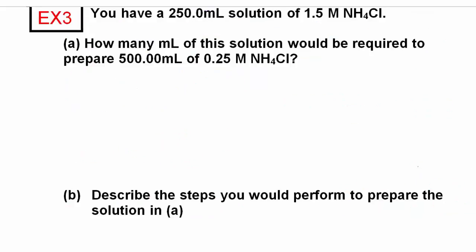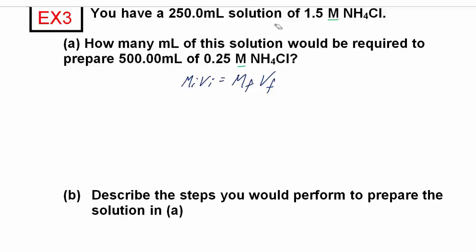You have a 250 milliliter solution of 1.5 molar ammonium chloride. How many mils of this solution would be required to prepare 500 mils of 0.25 molar ammonium chloride? Do you see what type of problem this is? You see the two molarities? This is definitely a dilution problem. So MiVi equals MfVf. The more concentrated ones are supposed to be the Mi's, but it really doesn't matter. You get the same answer no matter what here. But let's just be consistent.